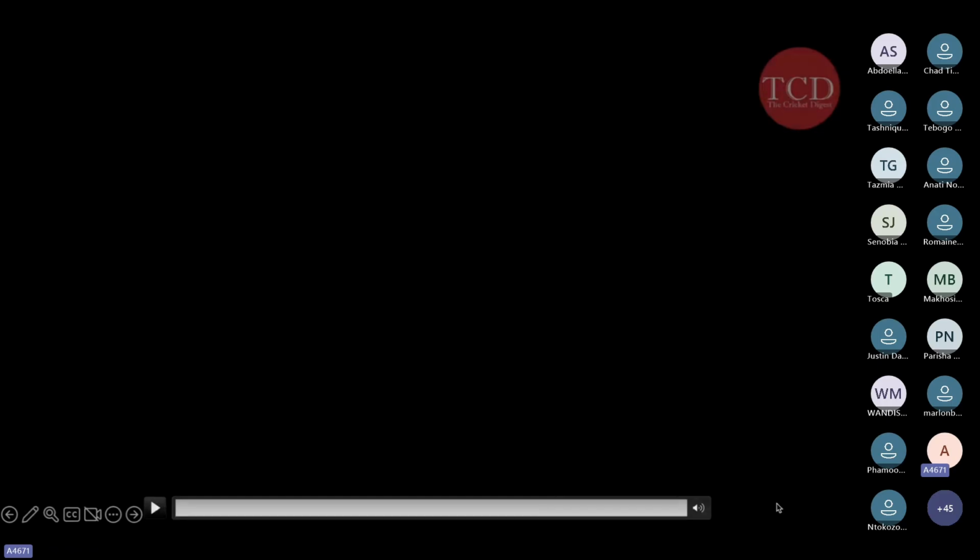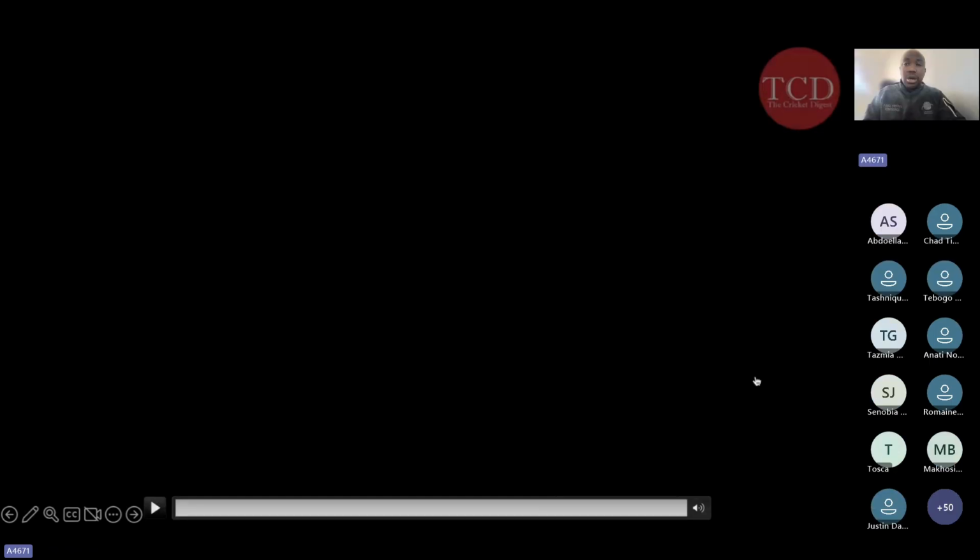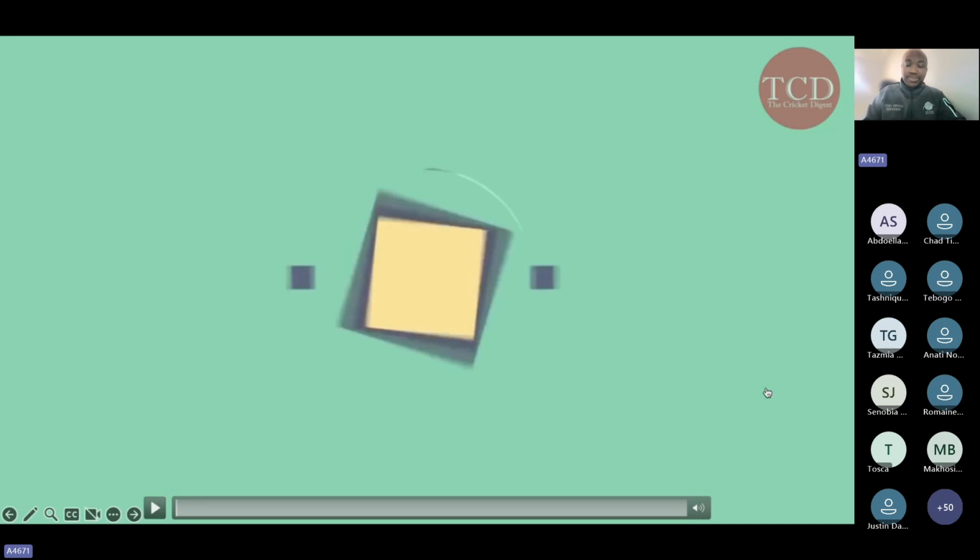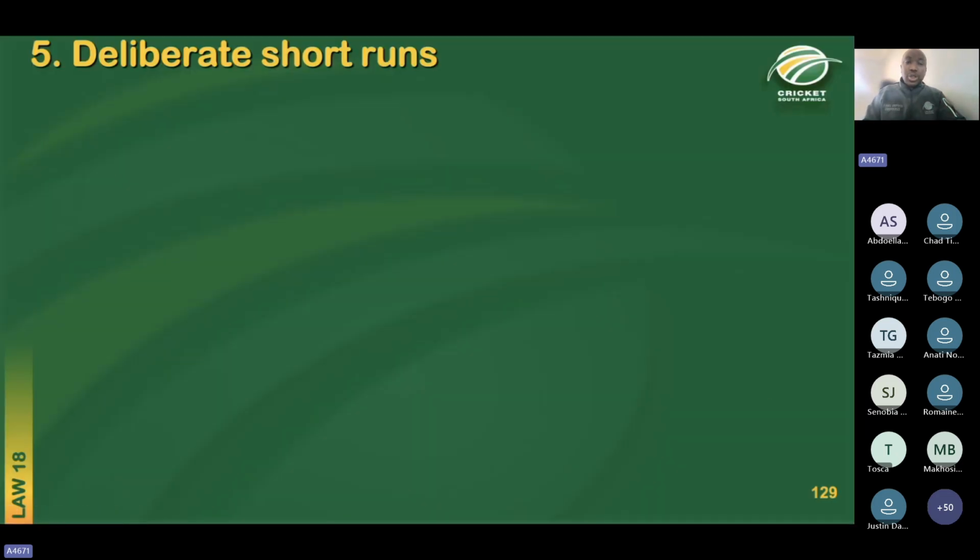Okay, so now we know how to deal with an unintentional short run, and we also know how to deal with a deliberate short run. So we need to first see what exactly the law says in terms of how to deal with a deliberate short run. And then we are going to get into a practical demonstration or a real life scenario where you need to tell me how many runs should be awarded to either side.